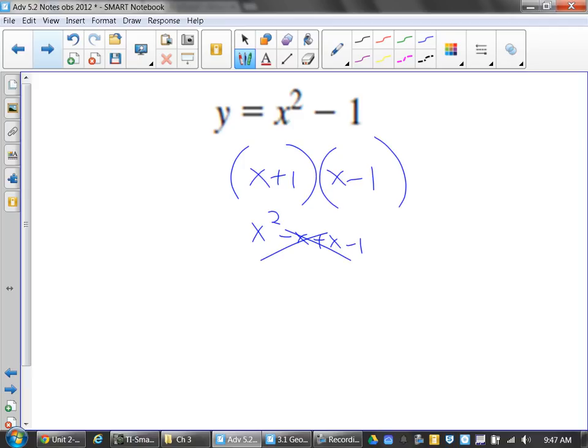I'm sorry, I misspoke there. This is the difference of squares. The perfect square is the other one.